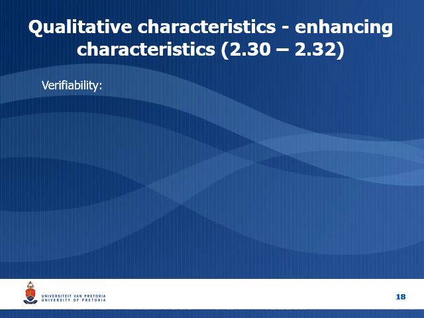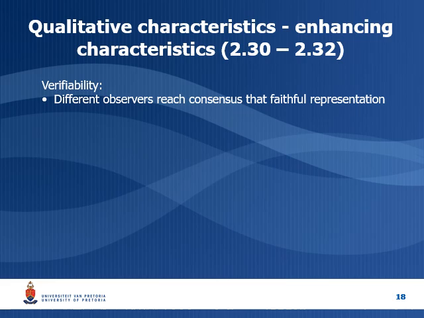The second enhancing characteristic that we need to discuss is verifiability. Verifiability gives assurance to users that information provides a faithful representation. In simple terms, it means that different knowledgeable and independent observers could reach consensus that a particular depiction is a faithful representation. This verification process can either be direct or indirect.